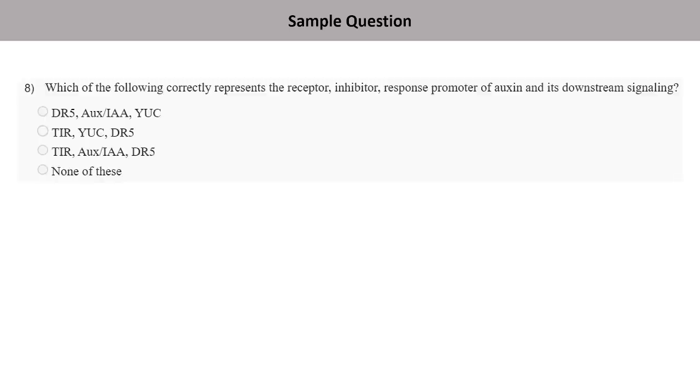Which of the following correctly represents the receptor, inhibitor, response promoter of auxin and its downstream signaling? Your options are DR5, AUXIA and YUC; TIR, YUC and DR5; TIR, AUXIA and DR5; and none of the above. I'll give you 2 minutes. If you know the answer, please go ahead.